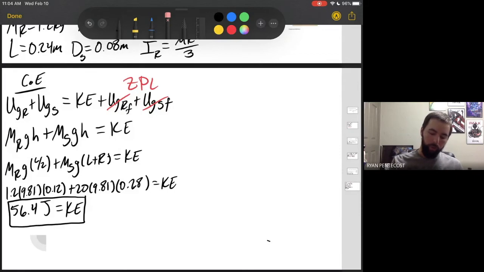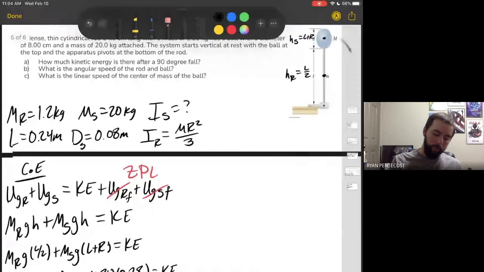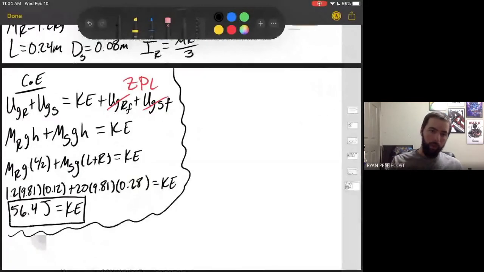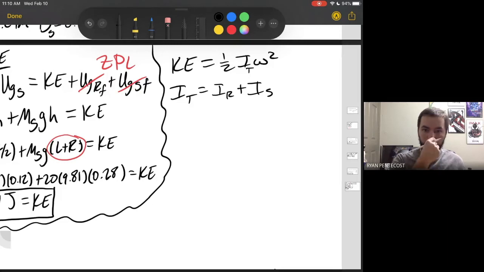Now for part 2, part 2 asked us, what is the angular speed of the rod and the ball? Now remember, both of them are going to have the same angular speed, so that's why we can do this way. But to do this, we will say that the kinetic energy of the system equals 1/2 I omega squared. All right, so the total moment of inertia is going to be different here because we're going to have to take the moment of inertia of the rod plus the moment of inertia of the sphere, and the sphere is going to get a little complicated.